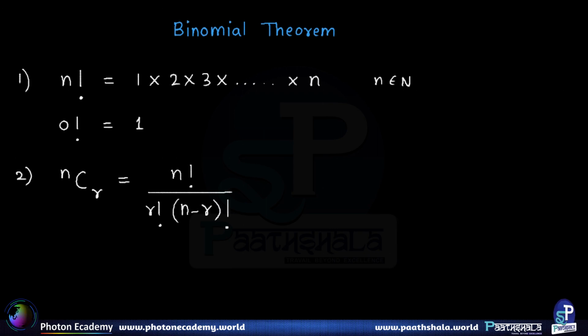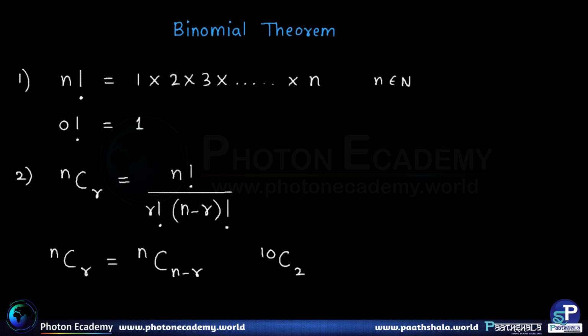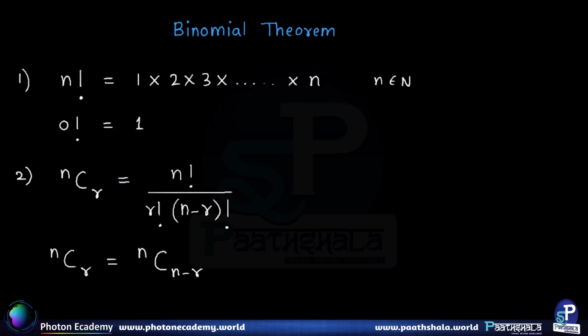And then we also use one important property of the combinations, that is nCr is the same as nC(n minus r), simply because when we say 10C2, that means the number of ways of selecting 2 objects from 10 objects, that is the same as the number of ways of rejecting the remaining 8 objects. So this is one simple application. We'll be seeing this particular property in binomial theorem also as we move ahead. Alright, let's go ahead.